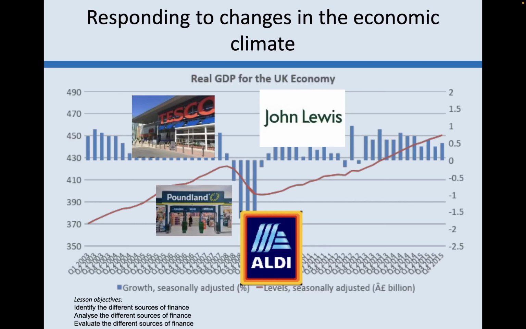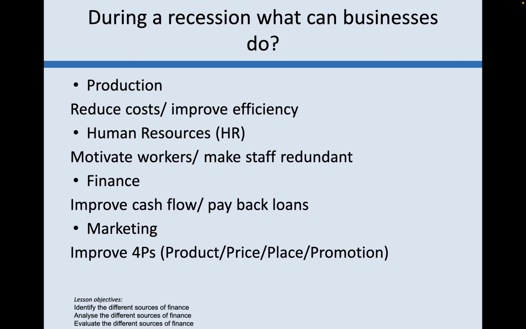And I kind of already talked about this, but certain businesses will do well in different situations. For example, Tesco might do well when the economy is growing, and then Poundland and Aldi might do better when things are not so good, and then John Lewis, Waitrose might do really well when there's a boom and people have got more disposable income.